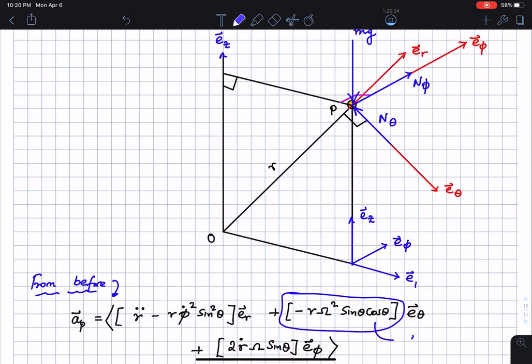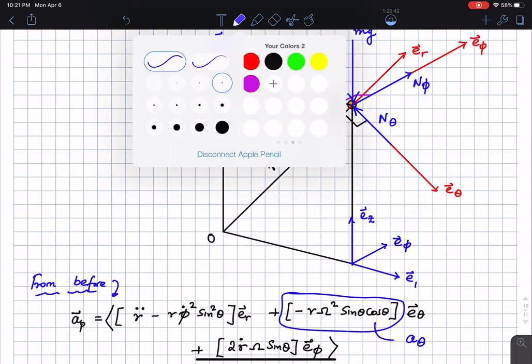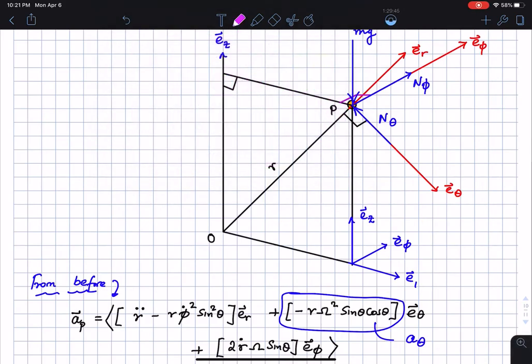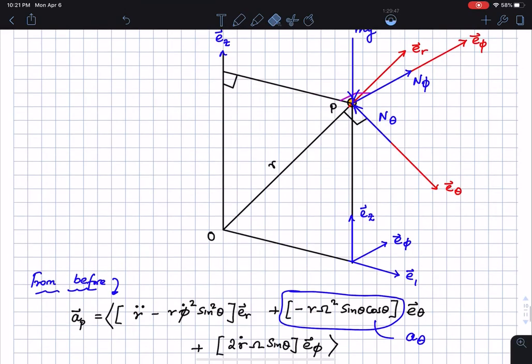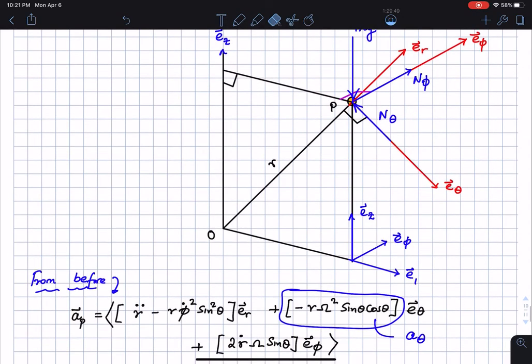Okay, this is a theta, and I'm going to draw a force which I'm going to call m times a theta. All right, and so here is that force which I'm going to be calling m times a theta. This is going to be directed in the following manner. I'm going to draw that in the magenta color. That's going to be directed along the theta direction.